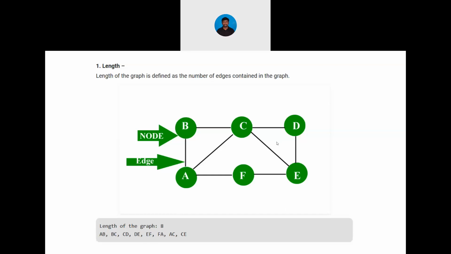1, 2, 3, 4, 5, 6, 7. A-B, B-C, C-D, D-E, E-F, and then F-A, A-C, and C-E. 1, 2, 3, 4, 5, 6, 7, 8. So the length of the graph is 8. This is how we calculate the length of a particular graph. Length of the graph is defined as the number of edges contained in the graph.